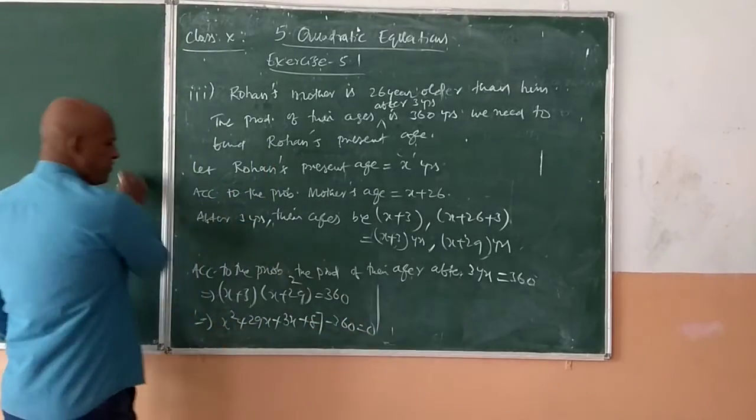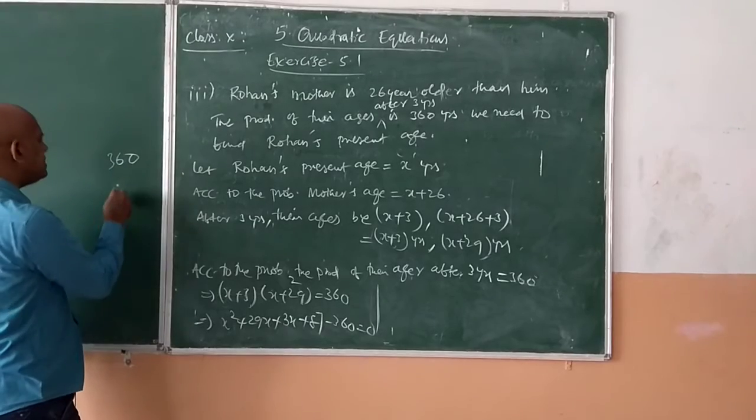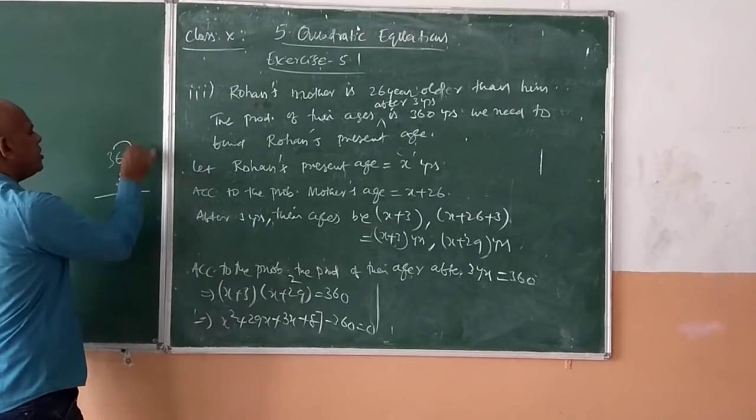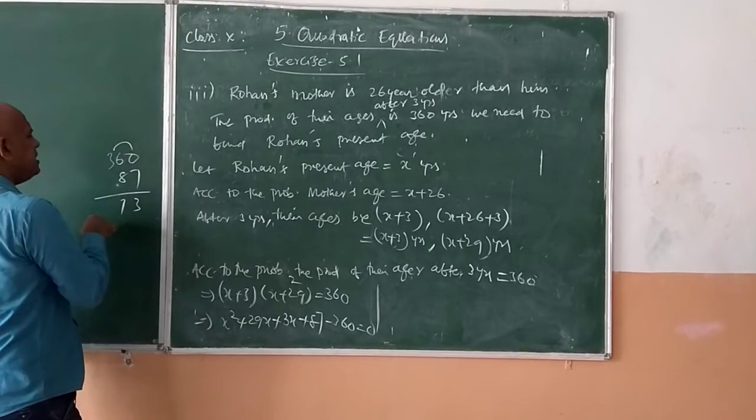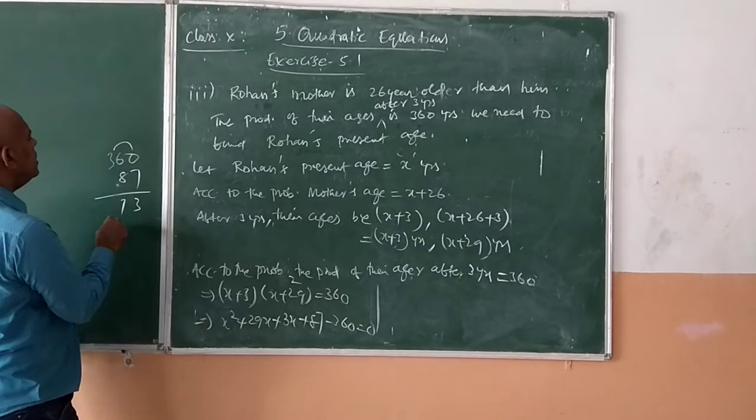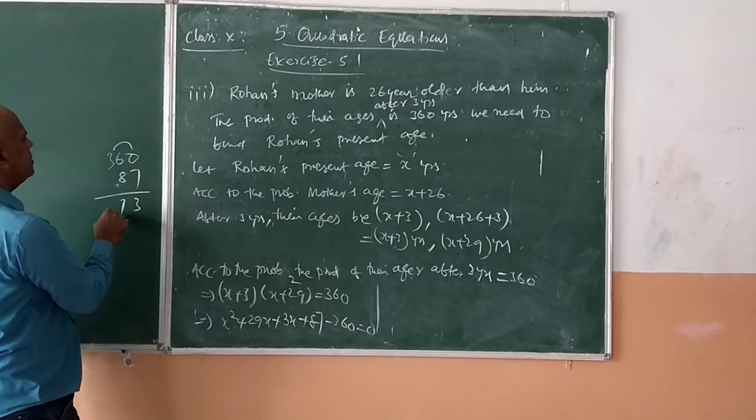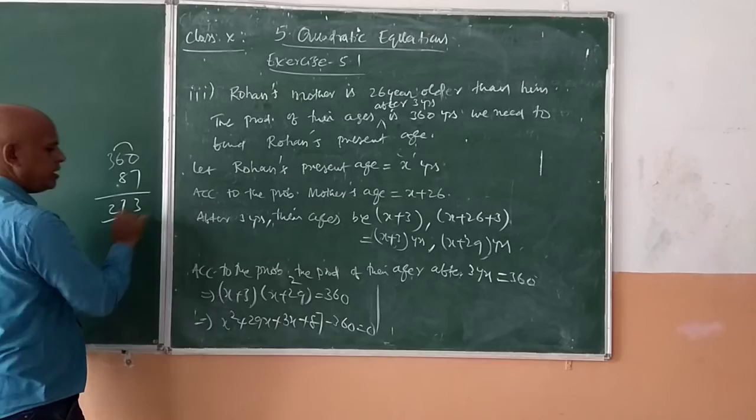So let us subtract 87 from 360. Borrow: 10 minus 7, 3. 15 minus 8, 7. So now here, 273.